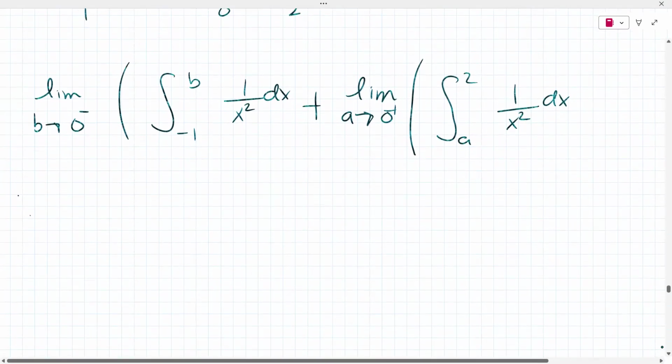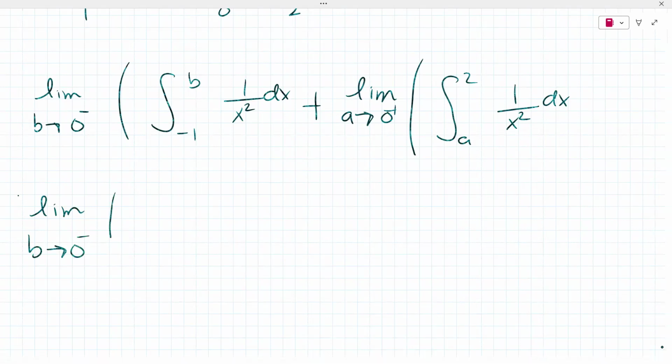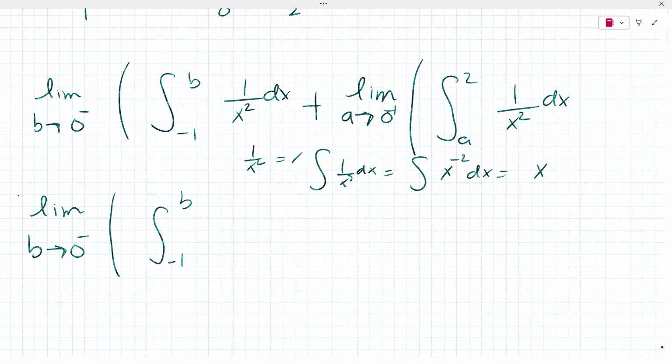So it's going to be the limit as b approaches 0 from the left, from -1 to b. And let's rewrite 1 over x squared as x to the -2 dx. And then that would be the power plus 1, so -2 plus 1 is -1, over -1, so that is negative x to the -1, which is negative 1 over x.